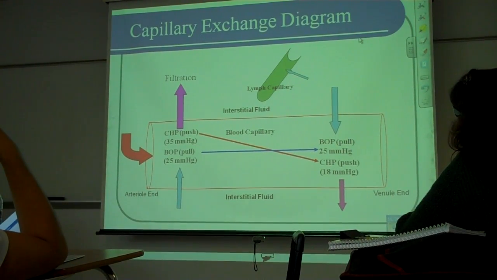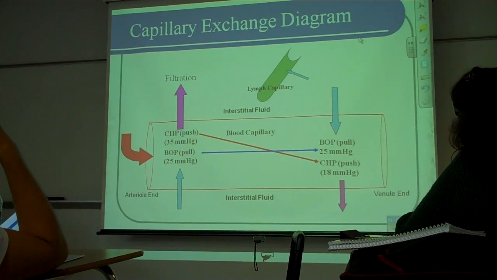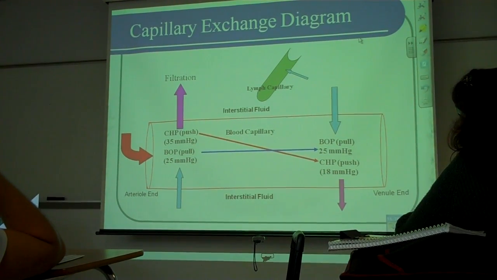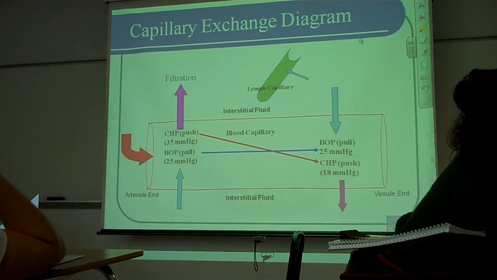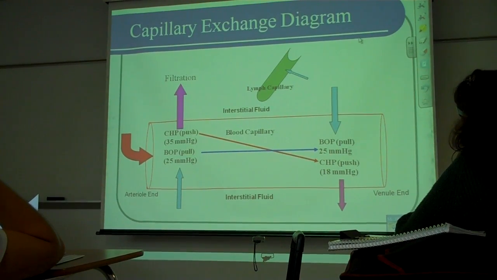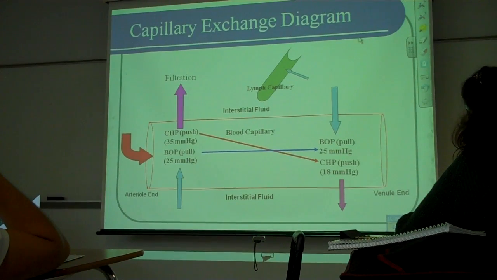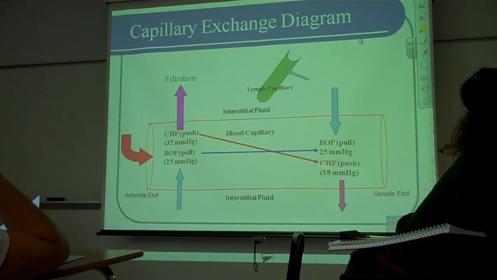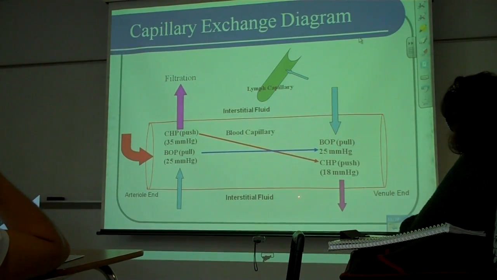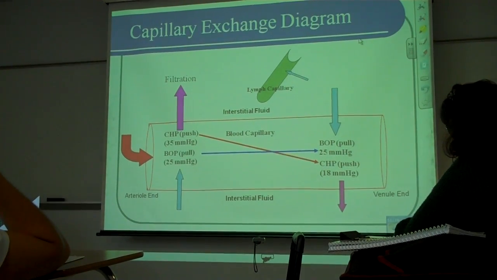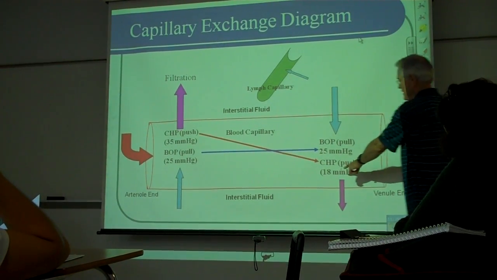Now which is the greater, the pull or the push? Pulling pressure, the osmotic pressure. By how much? Minus 7 millimeters. You had plus over here, now it's negative over here, because you have plus 25 and 18.